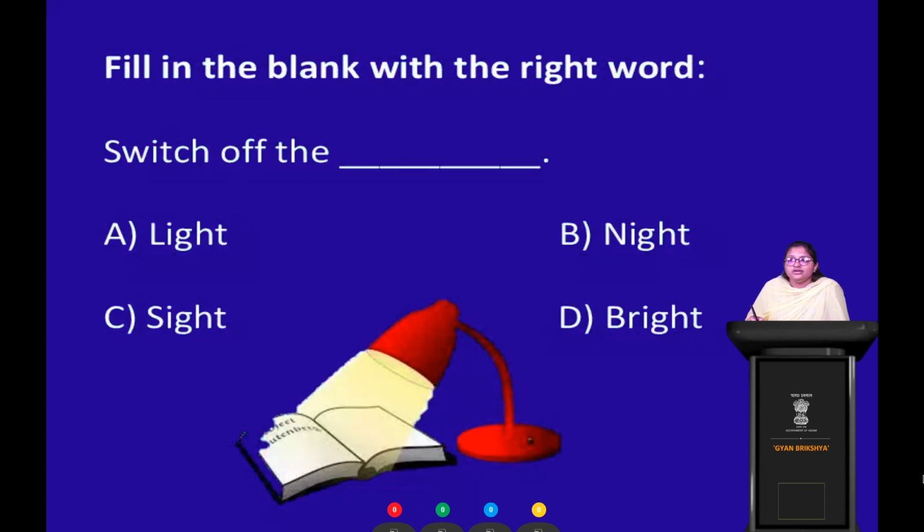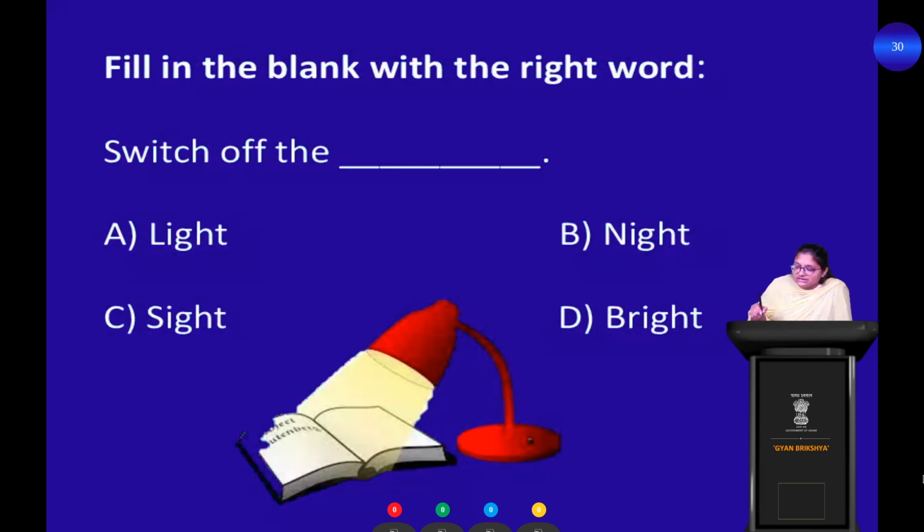Fill in the blank with the right word. Now, switch off the dash, switch off the dash. ঠিক আছে? So question টা কি বলছে? There is a sentence in front of you. The sentence is switch off the dash. এই সেন্টেন্সটার ব্ল্যাঙ্কটা ফিল আপ করতে হবে with the appropriate word. Clear? So four options in front of you are A, light, B, night, C, sight, or D, bright. Right? So you got the question clear, right?